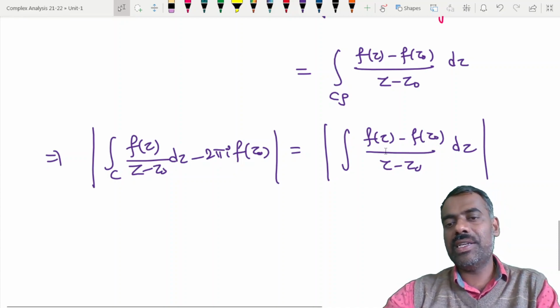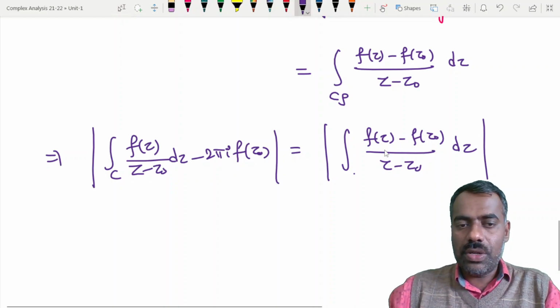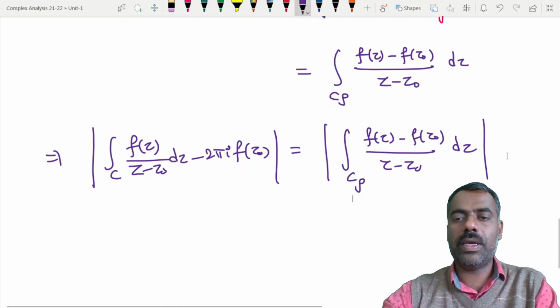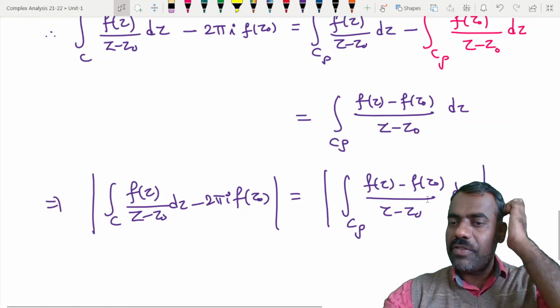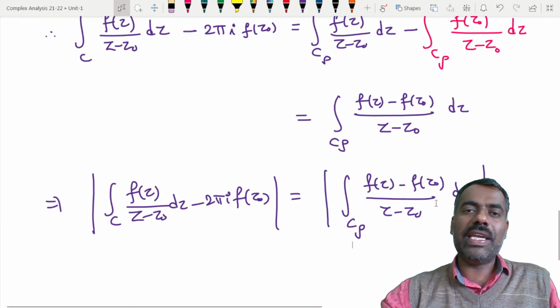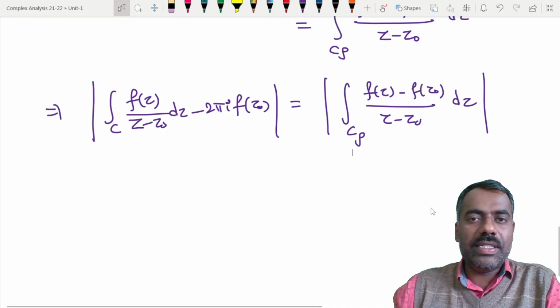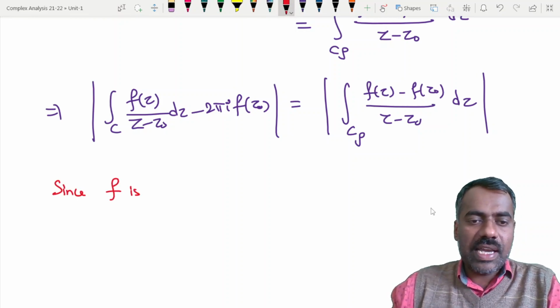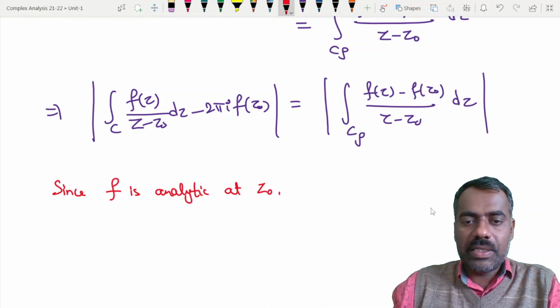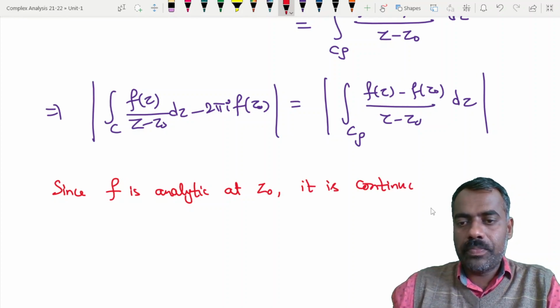Because it is continuous at z naught, remember this is over c rho, whereas this is over c. If we take any point z on c rho, then we want to make the modulus of f of z minus f of z naught less than some value. How is that possible? Since f is analytic at z naught, it is continuous at z naught in particular.